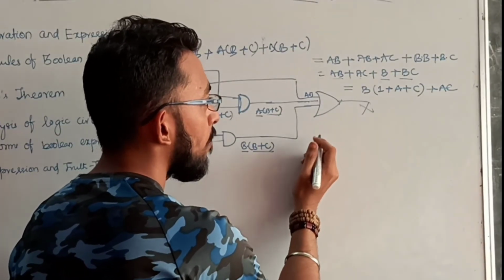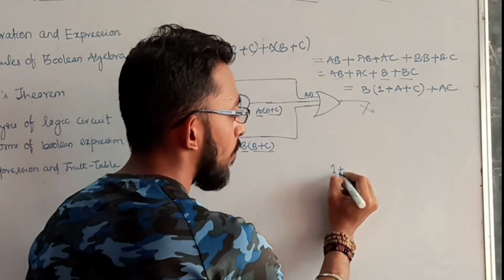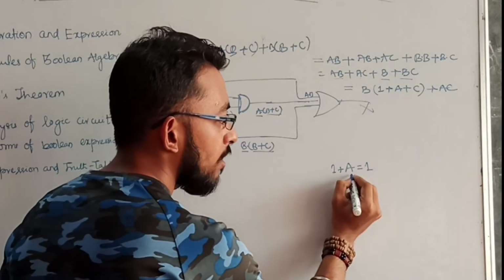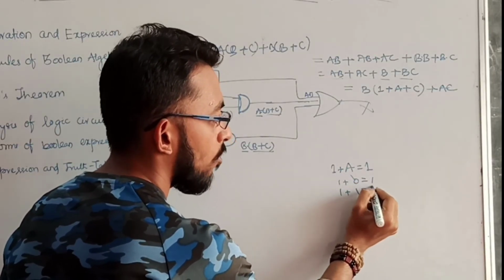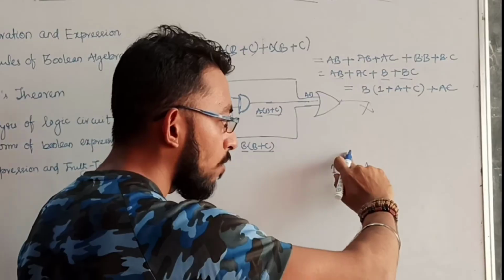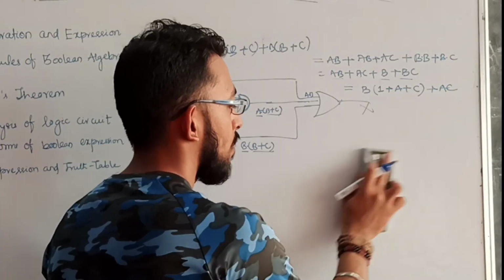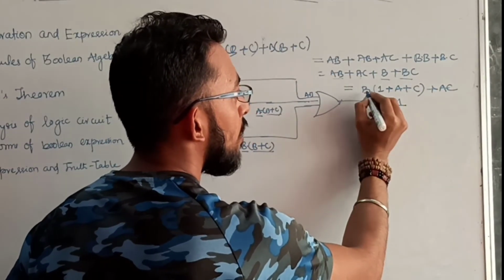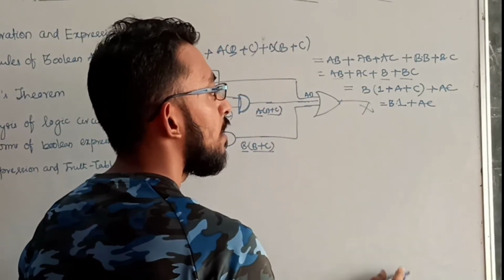Then if you remember the previous rules, I told you 1 plus A is nothing but 1. Because if A equals 0, 1 plus 0 will become 1. If A equals 1, 1 plus 1 will be 1. So whatever the value of A, it will not affect my output. My output will always be 1. It means 1 plus A plus C can be written as only 1. And this is nothing but B dot (1 plus AC).